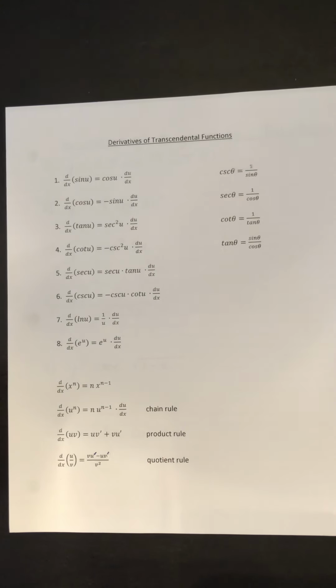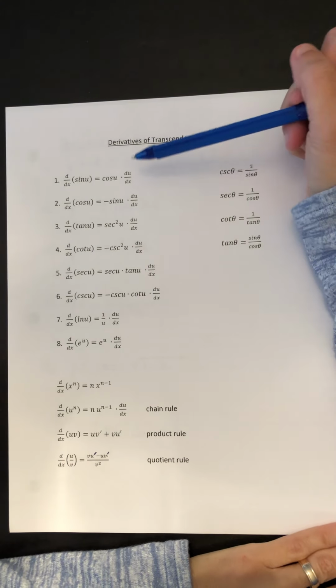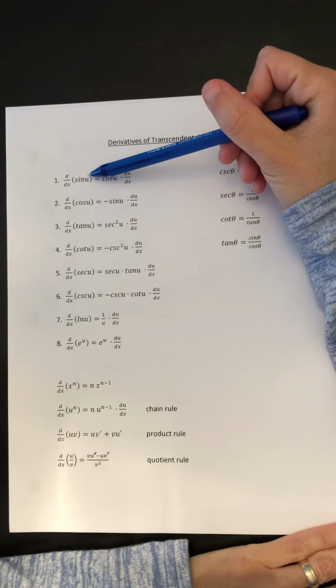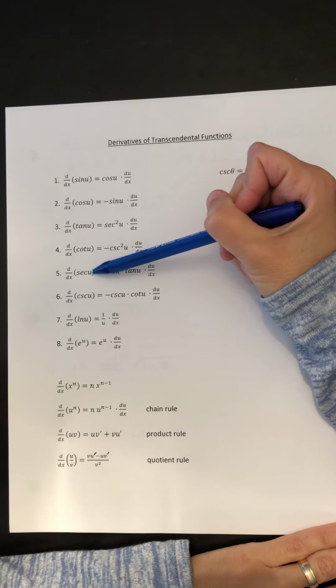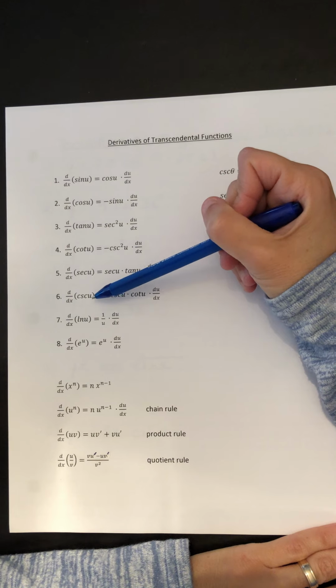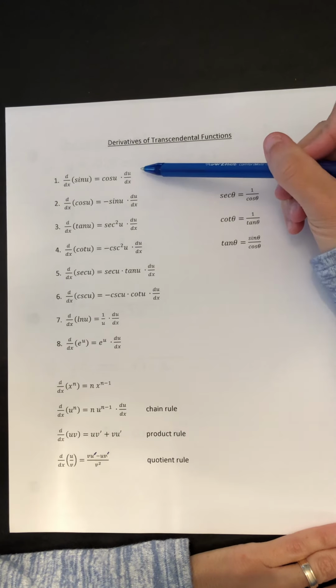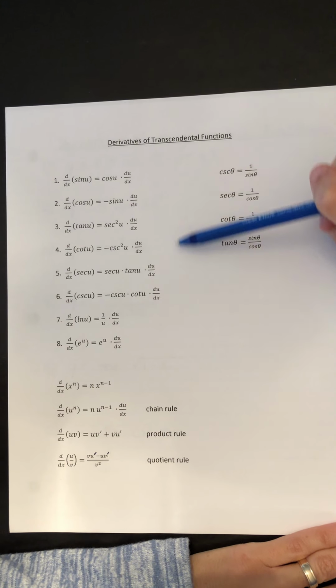Good morning, class. Today we're going to continue our look at transcendental functions. In our last class, we concentrated on the derivatives of sine and cosine, and I'd like to just extend that to these other trigonometric functions: tangent, cotangent, secant, and cosecant. So we're going to concentrate on these first 6 derivative rules.